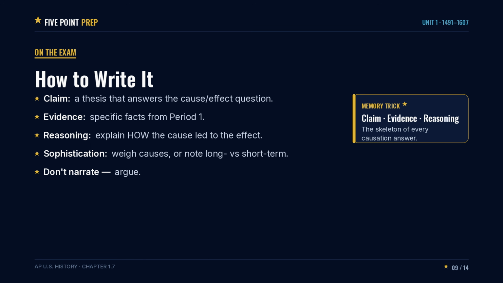For top marks, add sophistication. Weigh the causes, or distinguish long-term from short-term. Remember the skeleton: claim, evidence, reasoning. And the golden rule, one more time: don't narrate, argue.